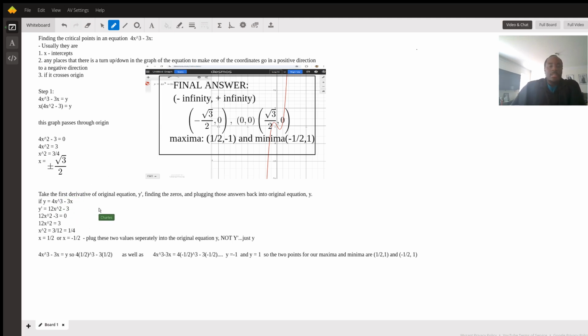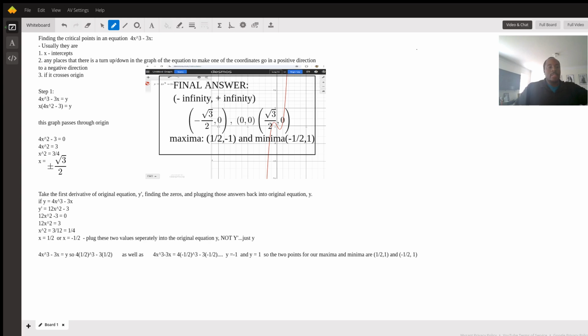All right, now here's how we find the maximum and minimum. We're going to take the first derivative of the original equation, y prime, find the zeros, and plug those back into the original equation. All right, so we have y is equal to 4x cubed minus 3x. Y prime, applying our understanding of derivatives, is 12x squared minus 3. We set that equal to 0.